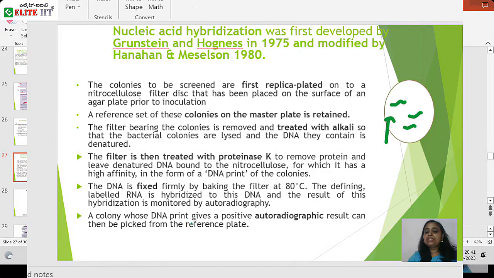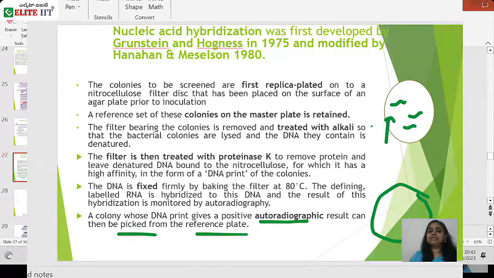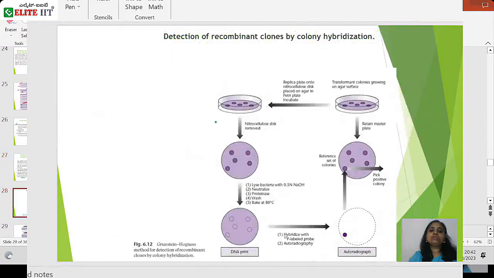So now the colony whose DNA print gives a positive autoradiographic result can then be picked from the reference plate. Okay, so from a library you can in this way select your protein of interest, your DNA of interest. First of all, you have to select the recombinant cell. Okay, and then from that you identify the gene by adding the probe. That is called the hybridization technique, exactly like Southern blotting. So this is the method, replica plating, how it is happening.